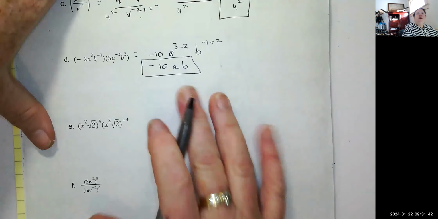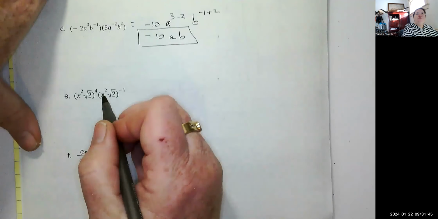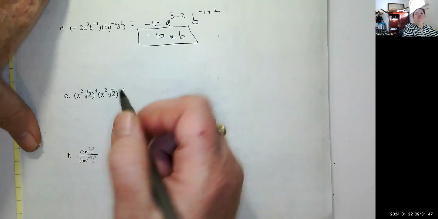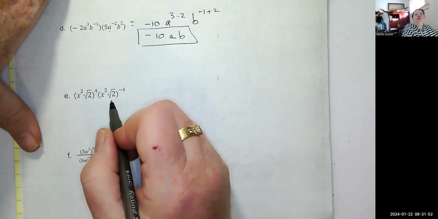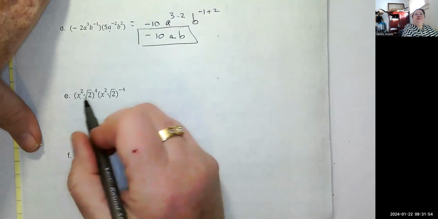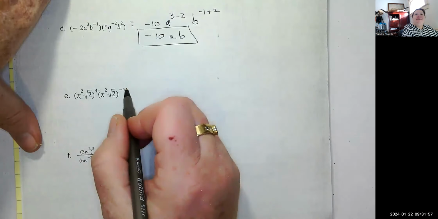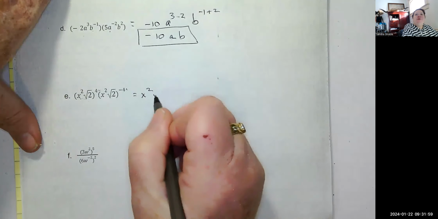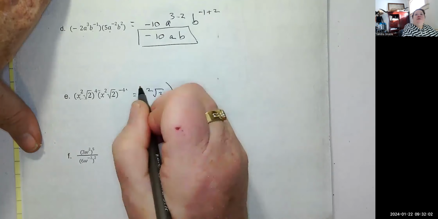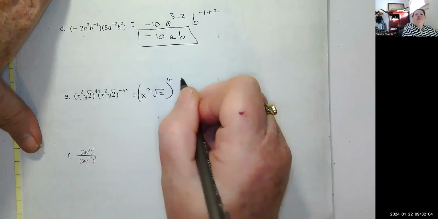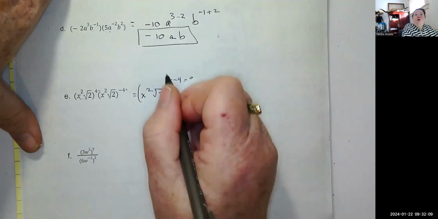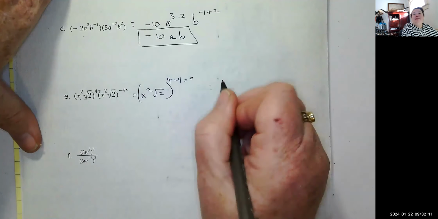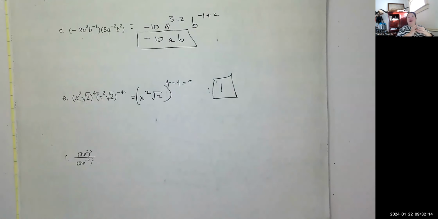That's easy enough. X squared square root of 2 to the 4th times x squared square root of 2 to the -4th. Okay, looks like a 1. These are the same bases. We can add their exponents, right? So that's x squared square root of 2, all of that raised to the 4 minus 4, which is 0. So the whole thing is 1, because anything to the 0 power is 1. So all that stuff is just 1.